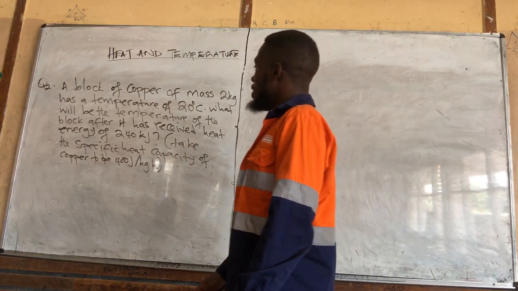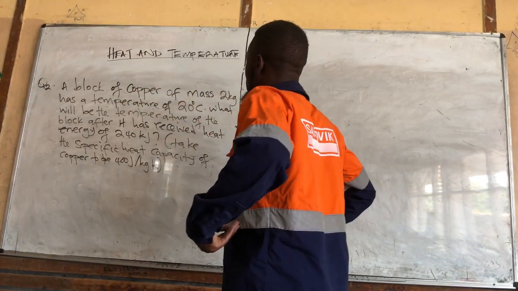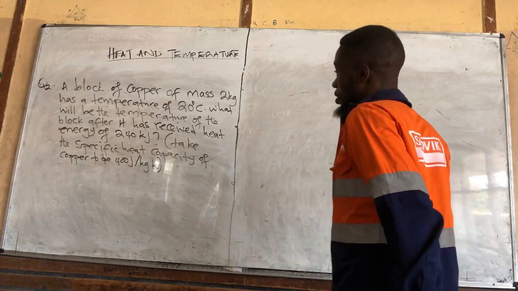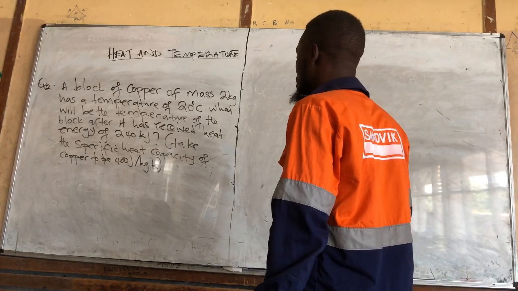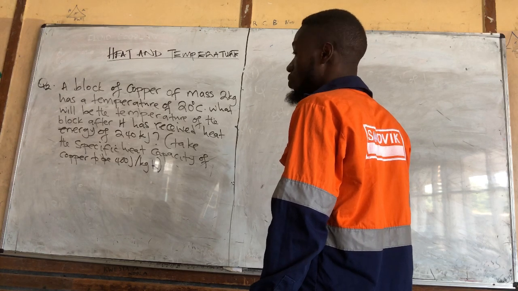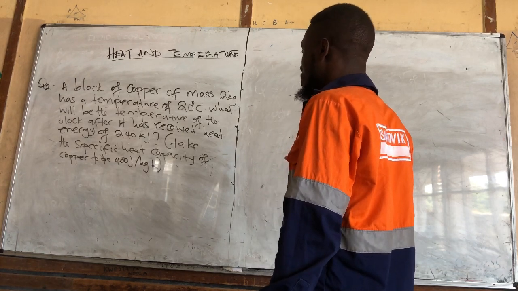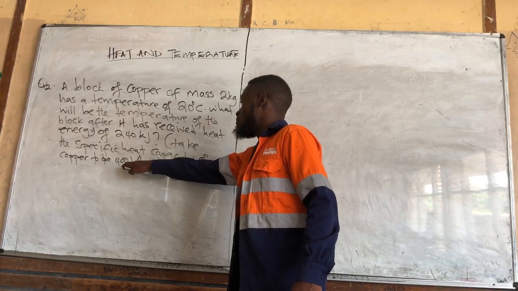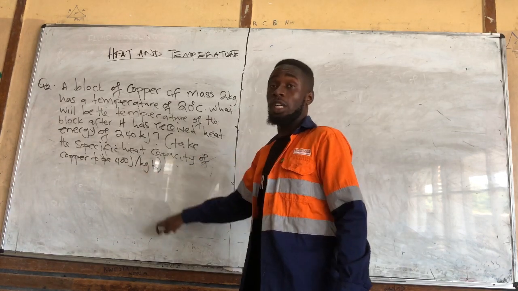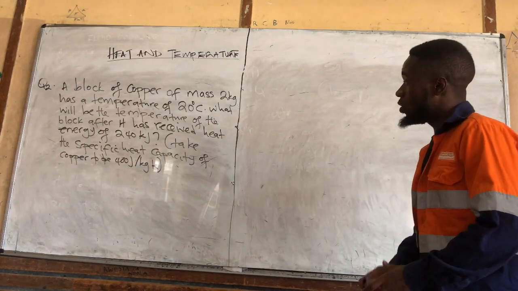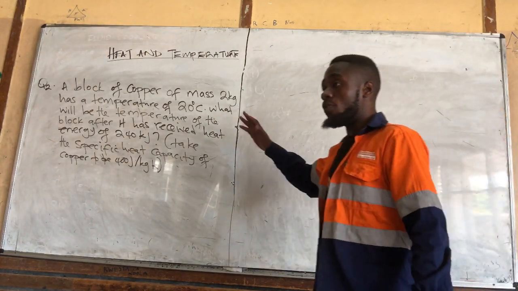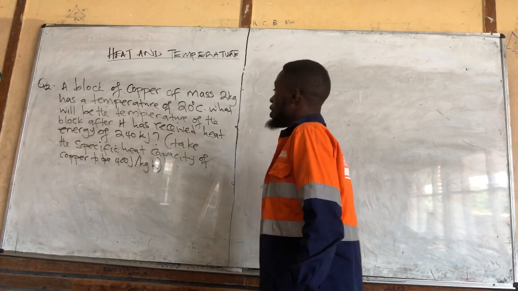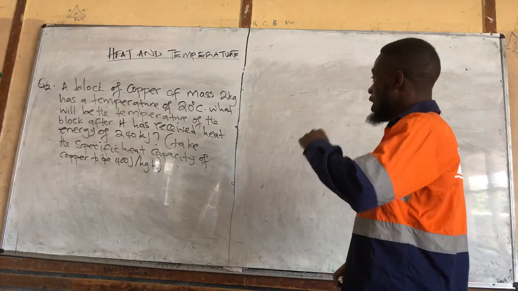Okay, so question 2 here. A block of copper of mass 2 kg has a temperature of 20 degrees Celsius. What will be the temperature of the block after it has received heat energy of 240 kilojoules? Take the specific heat capacity of copper as 400 joules per kg Kelvin. So how do we answer this question? We don't know the final temperature. So here they want us to find the final temperature. So we bring that same formula for sensible heat.